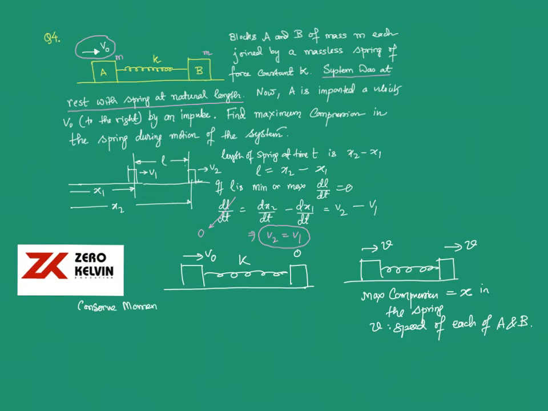By conserving momentum of the system, because there is no external force. Once the impulse is given, it's removed, the stick is removed, it is no longer there. So m v0 is equal to m v plus m v, the final momentum of the system, which implies v is equal to v0 by 2. So the final velocity of both the blocks A and B is equal to v0 by 2.